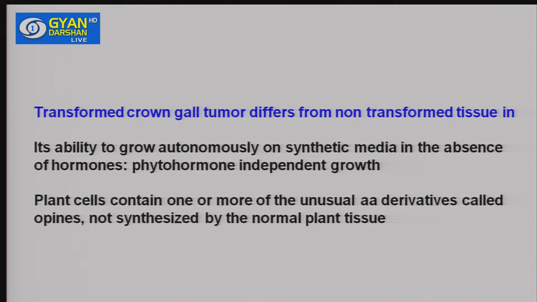Here also, it is a phytohormone independent growth. You don't have to provide phytohormones. You don't have to provide auxin, cytokinin and all. It will grow on its own like that only. So this is number one, unlike a normal or healthy tissue.